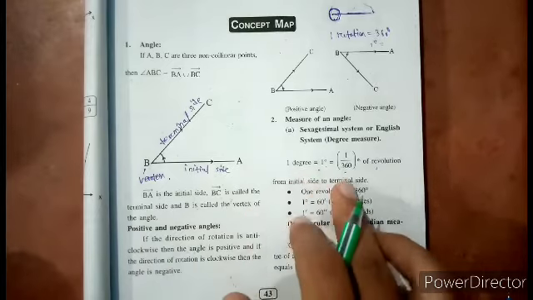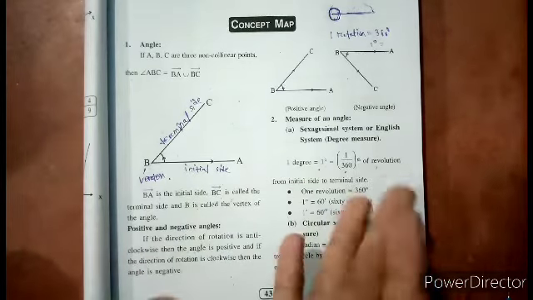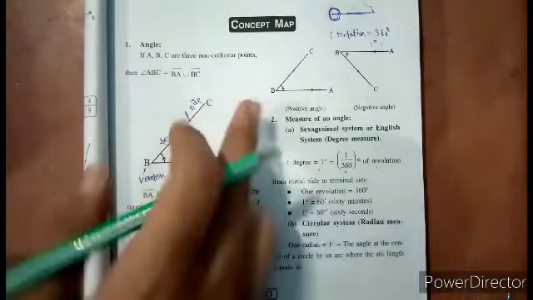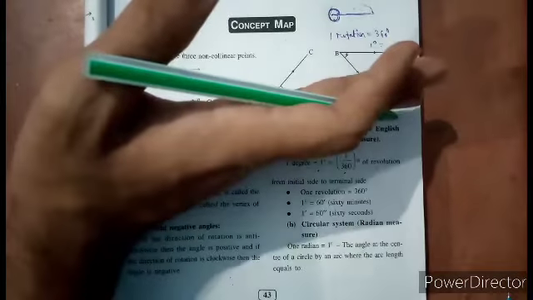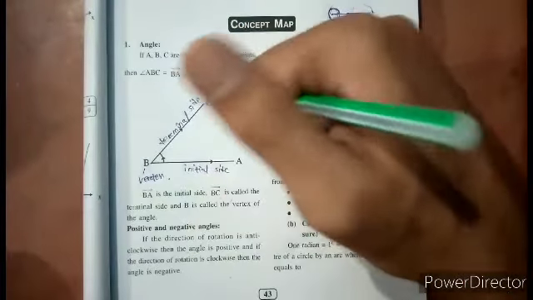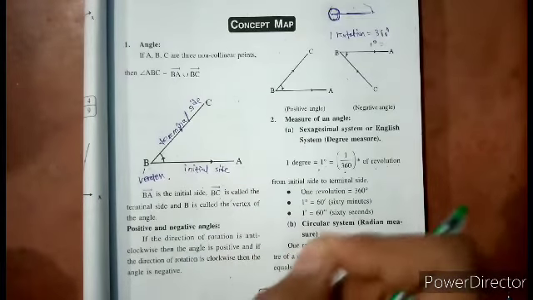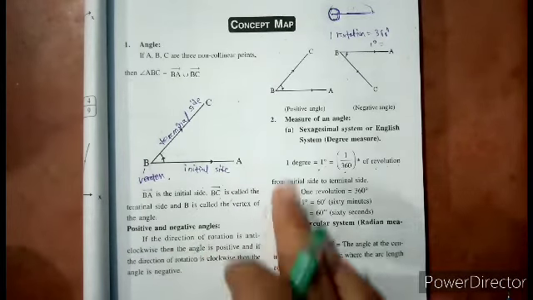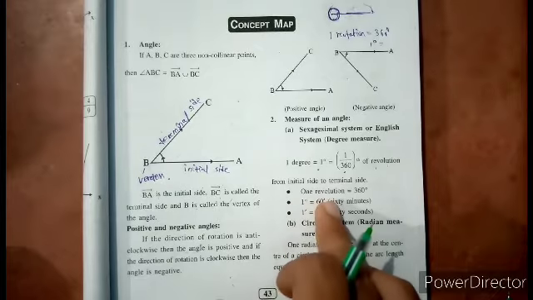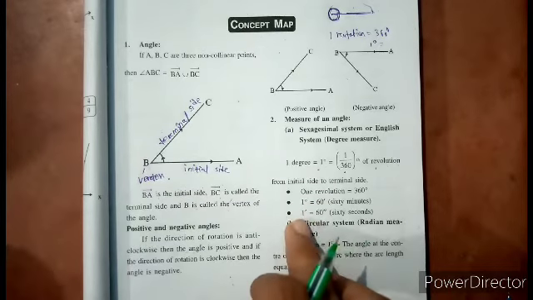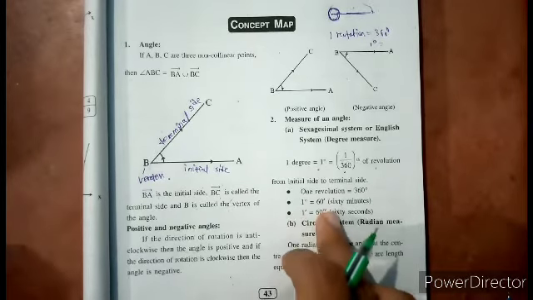So from the initial side to the terminal side, 1 revolution. If BA is the initial side and we come back to the initial side again, then it covers 360 degrees. Then 1 degree is equal to 60 minutes and 1 minute is equal to 60 seconds.